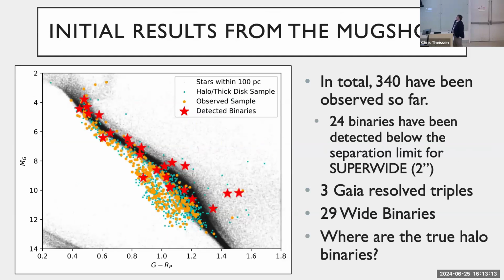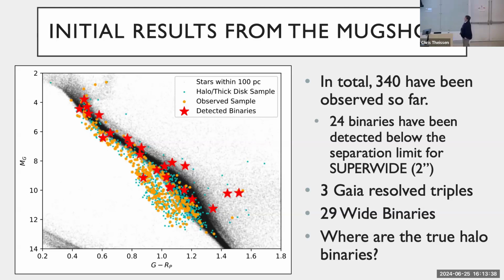Well, for the 340 that we have observed, we found 24 binaries that have been resolved using speckle imaging or Lick Adaptive Optics, and are closer than the limits of SuperWide, which is my wide binary catalog, which has a lower limit at about 2 arcseconds. We've detected 3 Gaia resolved triples and 29 wide binaries in the sample.